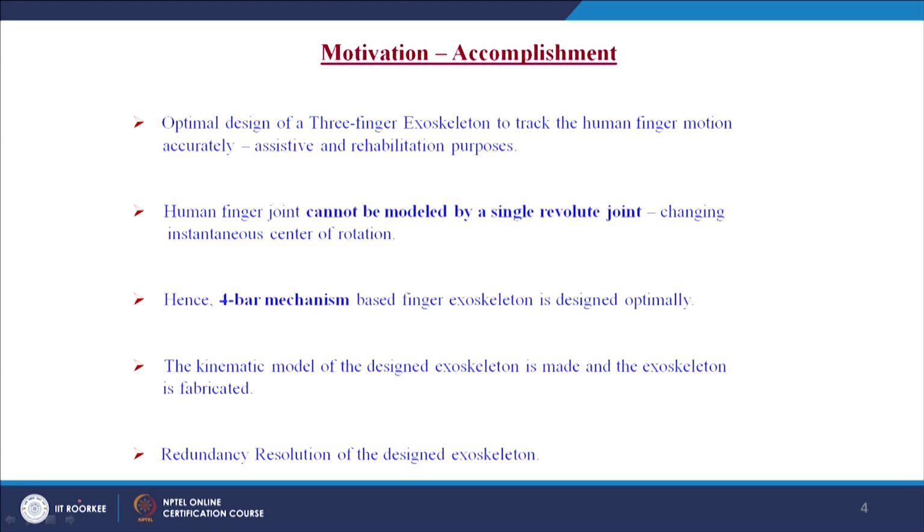The kinematic model of the designed exoskeleton is developed, and the exoskeleton is fabricated in rapid prototype form, and then finally redundancy resolution of the designed exoskeleton is performed. But in this lecture we will be seeing up to the first 4 points, that is the optimal design, how the 4-bar mechanism can be generated based on 3 position analysis, then the kinematic model, and finally the fabrication of the exoskeleton. The redundancy resolution will be seen in the next lecture.